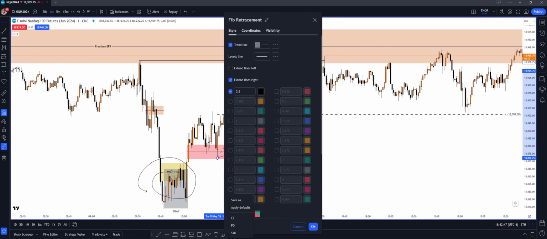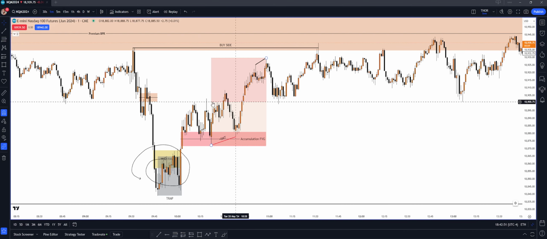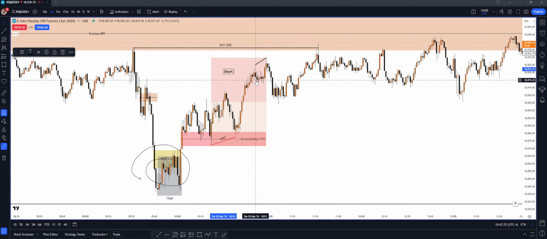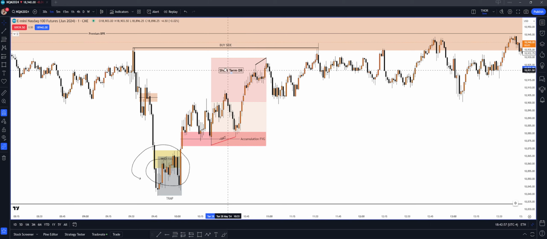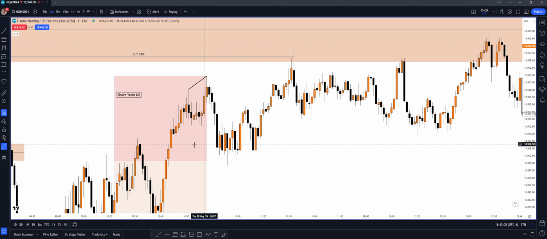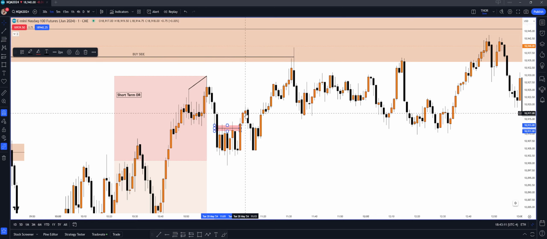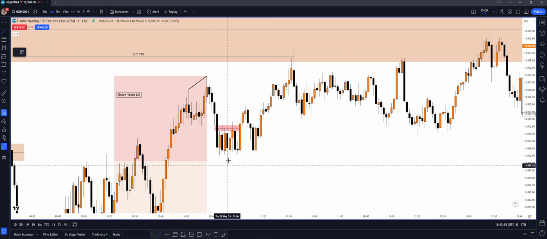I'm going to do this because I'm going to take screenshots of these things for the channel. Short-term PR. So it came down to range EQ, right? The SMT divergence sent it lower, and it started accumulating. So the price started stalling. Here, it formed a new trap. There's a CB accumulation, flip the CB. Now you have a trap. The low should be safe.